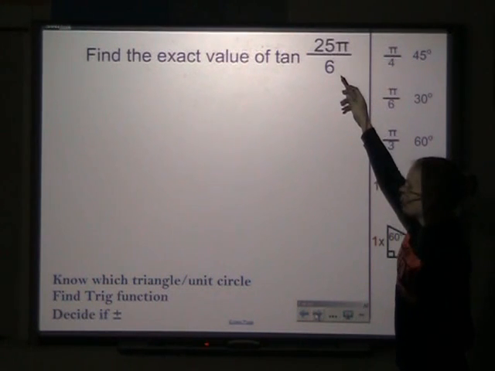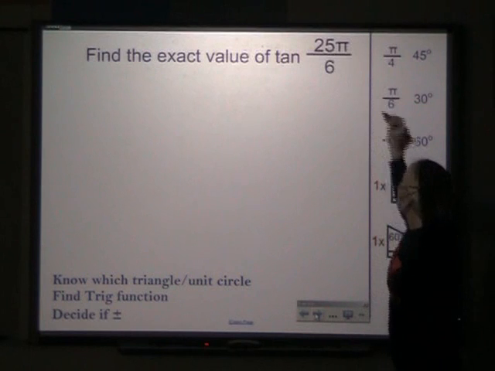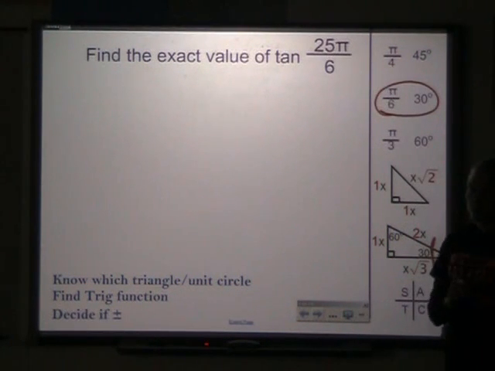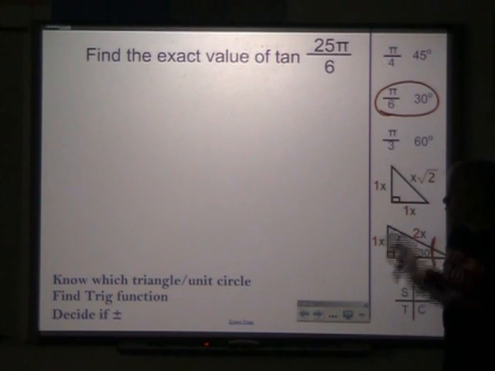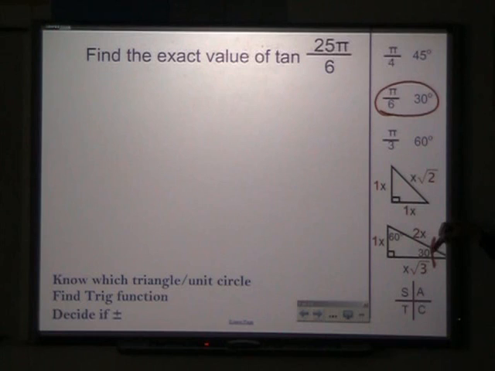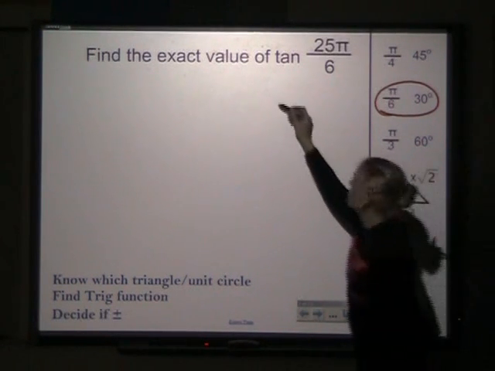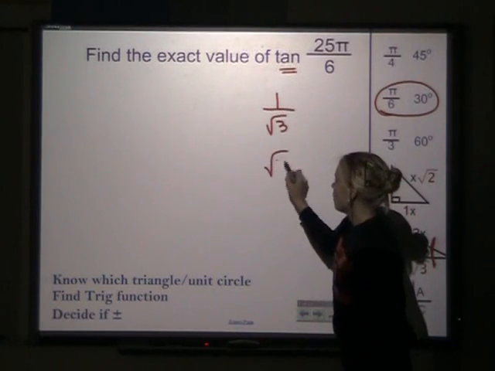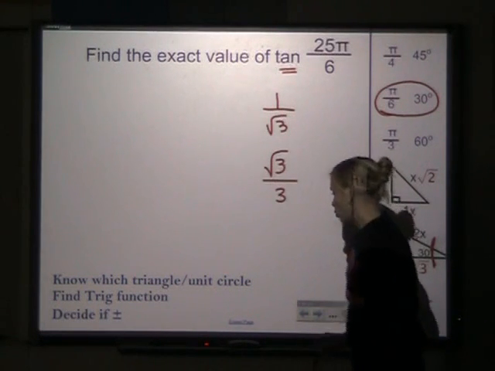Tangent of 25 pi over 6. It's got a 6 on the bottom. So I'm using my 30-degree reference angle. Okay? So I already know, I'm going to write this down in a second, but if I'm using this as my angle, for tangent, I'd have 1 over the square root of 3. Which, of course, I have to simplify to the square root of 3 over 3.